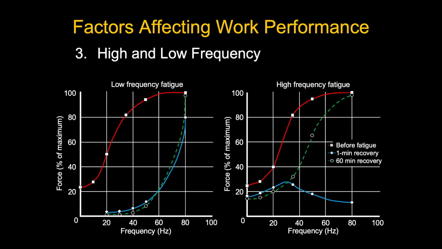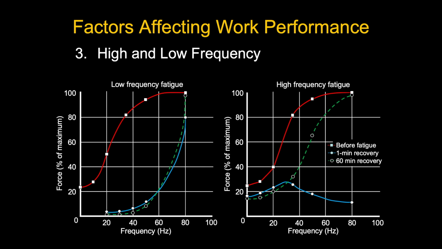In this research study, an isolated muscle was stimulated to exhaustion at 10 Hertz, that's the graph on the left, and at 80 Hertz, that's the graph on the right. The 10 Hertz graph represents low frequency fatigue, and the 80 Hertz represents the high frequency fatigue. These frequencies are selective for slow motor units and fast motor units respectively. So the low frequency fatigue is selective for slow motor units and the high frequency fatigue is selective for the fast motor units.